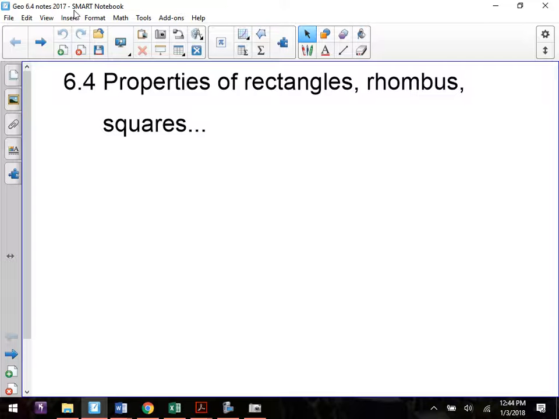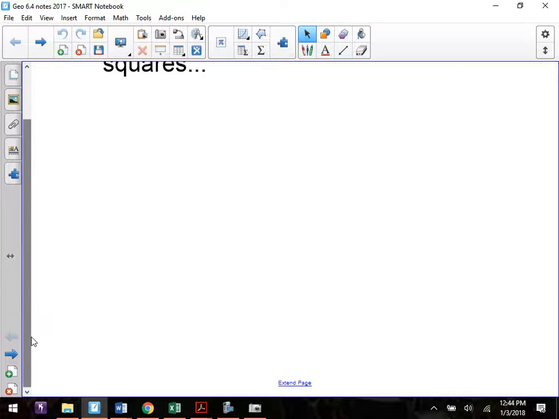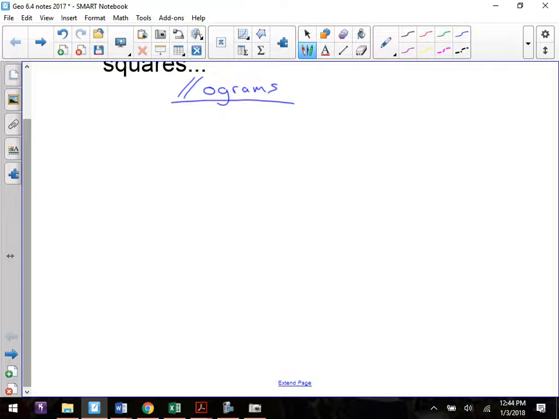rectangles, rhombuses, and squares. But prior to that, we had to say that those guys were all parallelograms. And what I want to do here real quick is review our family tree. So if I want to talk about parallelograms, what are some properties of a parallelogram?